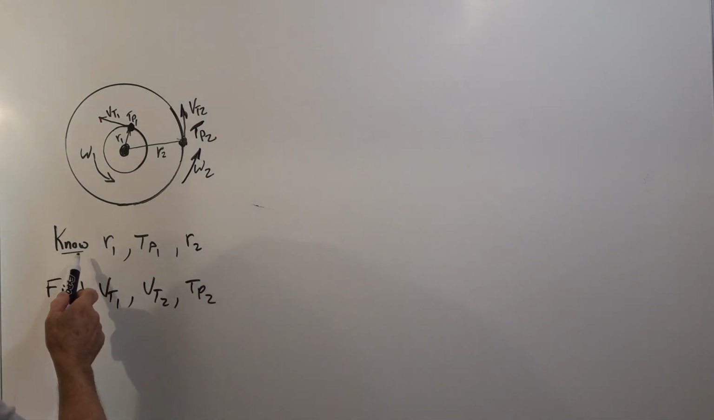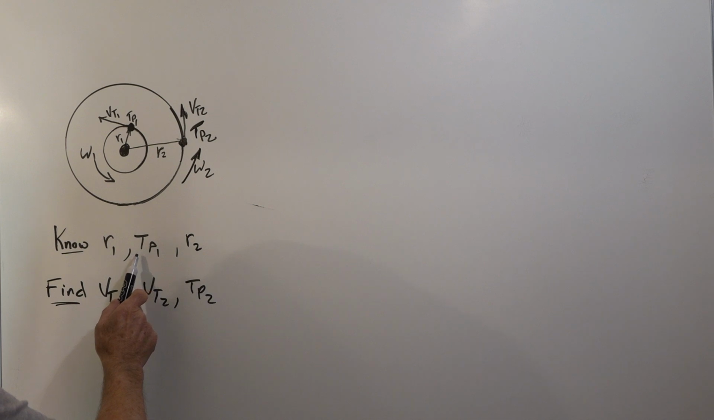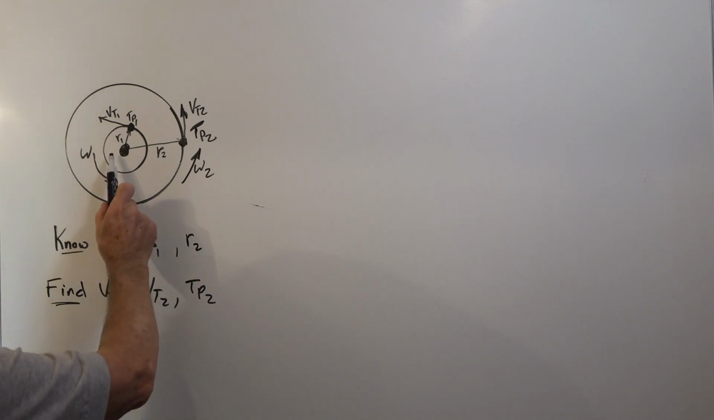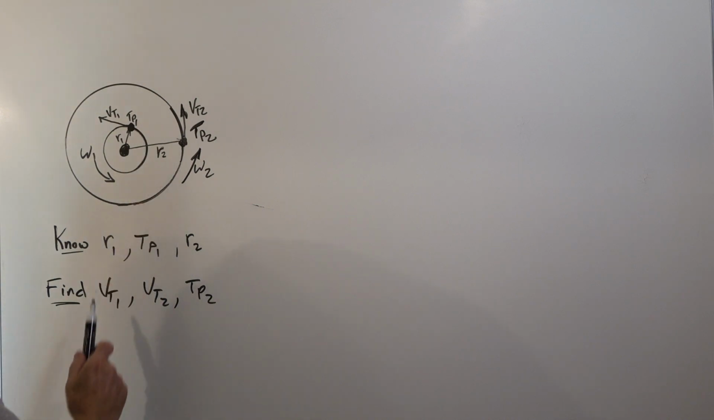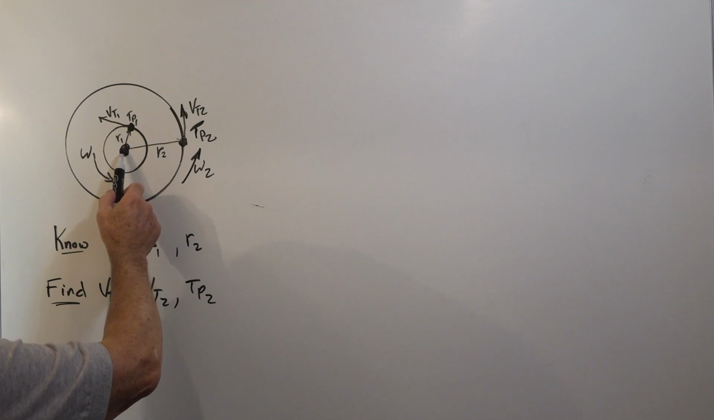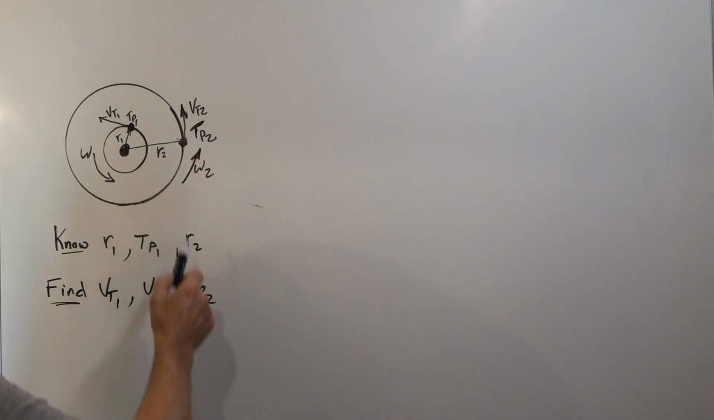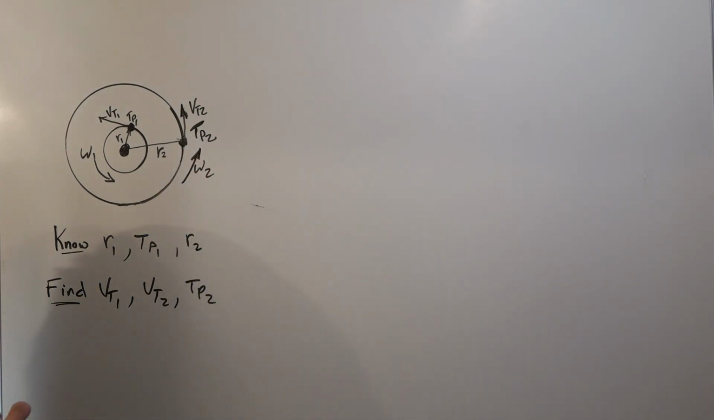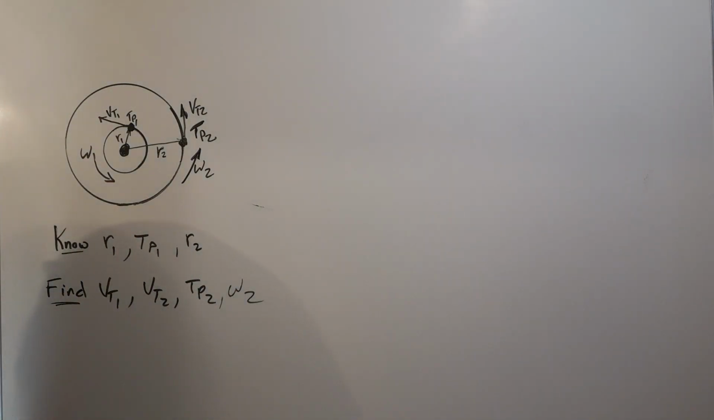So we first look at what we know. We have the initial orbit with r1 and orbital period tp1, and then we're going to jump into a new orbit with radius r2. So these are the three parameters that we're going to know. Now we want to find the relationship between the orbital velocities from the initial orbit to the new orbit, vt1 and vt2, and what is the new orbital period, tp2. And also we can put in here omega 2 and omega 1.